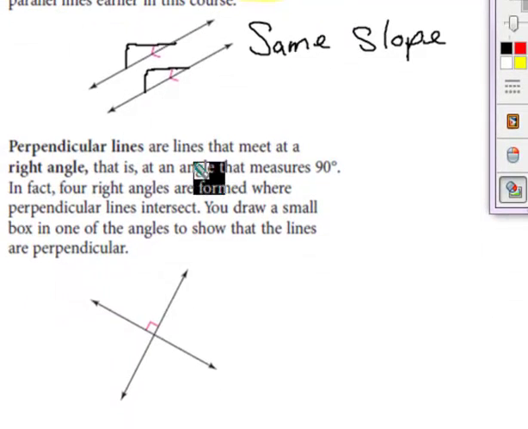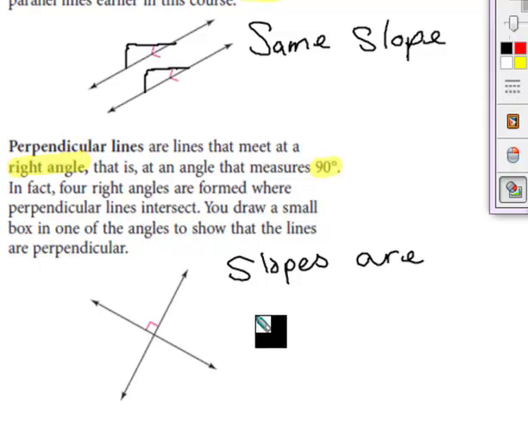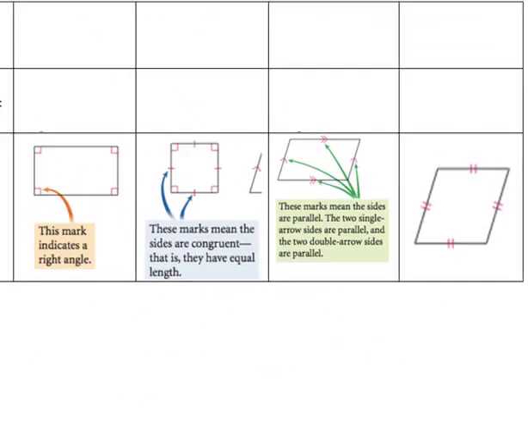Perpendicular lines are lines that meet at a right angle, or 90 degrees. And we're going to talk about their slopes as well. The slopes of perpendicular lines end up being the negative reciprocals of each other. So slopes are negative reciprocals of each other.